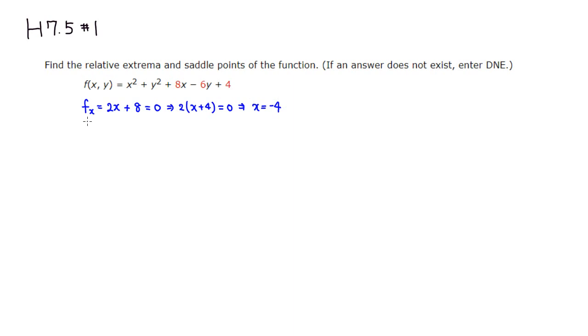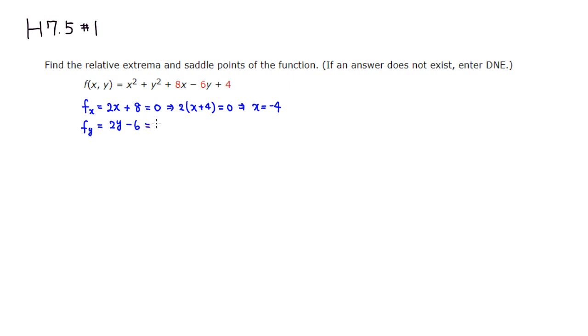All right, so let's take the partial of f with respect to y. We're going to get that's 0. So partial of y squared would be 2y. And the partial of 8x with respect to y is 0. Partial of negative 6y is negative 6. And the partial of 4, it's a number, it's 0.